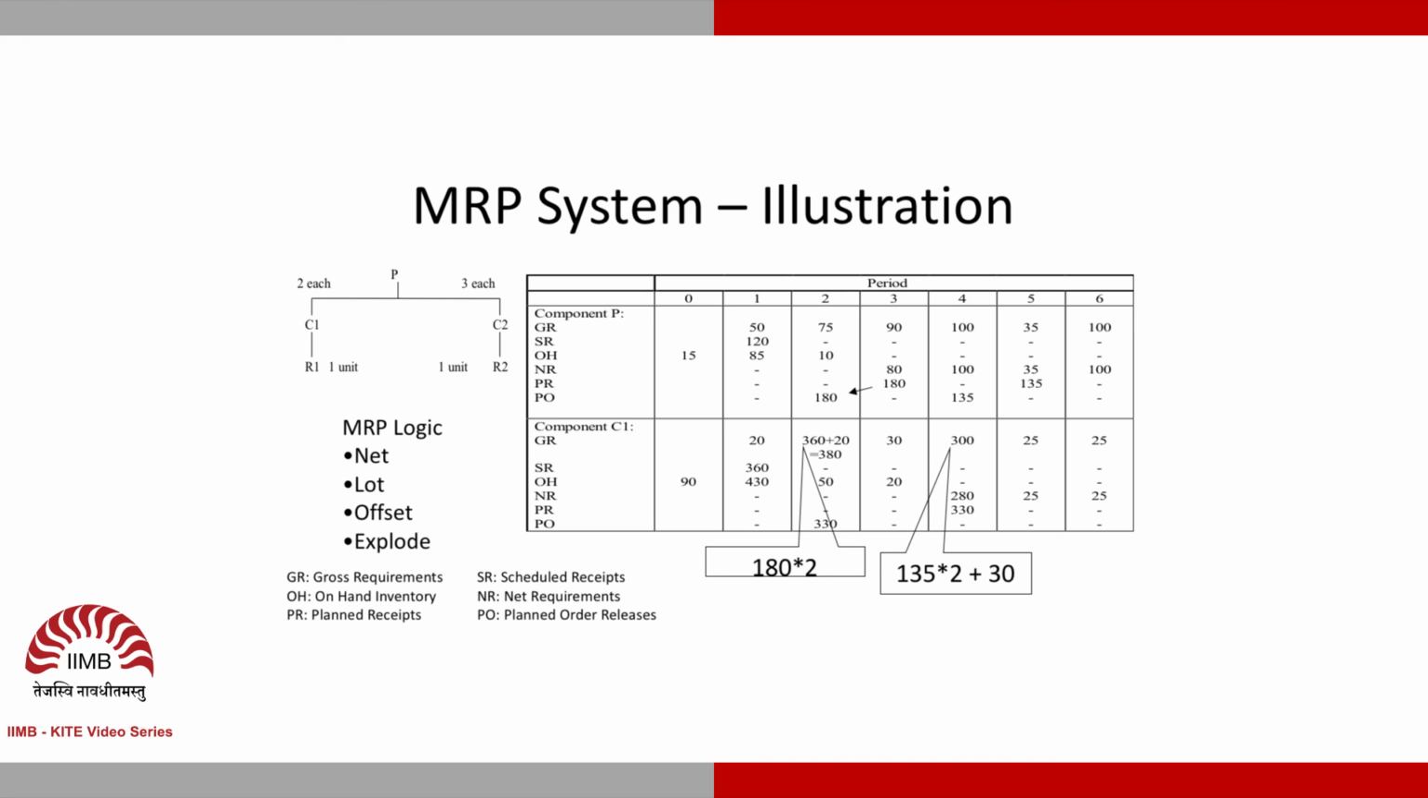On this we superimpose the gross requirements for item C1 as well, that is 20, 20 for periods 1 and 2, 30, 30 for periods 3 and 4, 25 for period 5 and 25 for period 6, and that is how we have determined the gross requirement for component C1. The rest of the logic would remain just the same as what we have done for component P, and it is a good idea that you do this as an exercise and check if you are getting these numbers right or wrong.